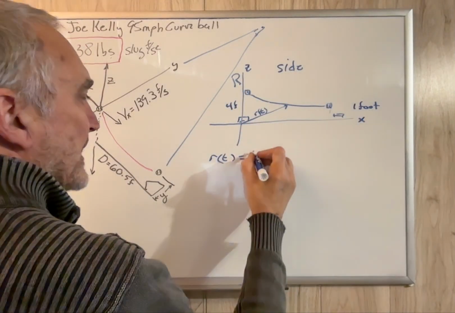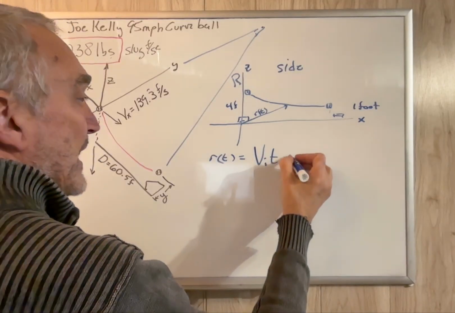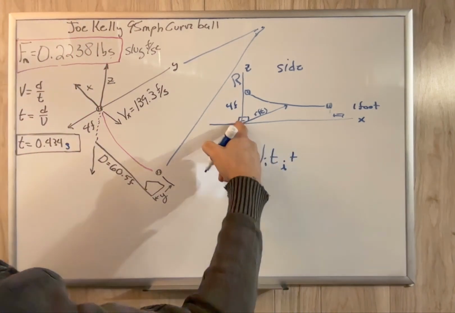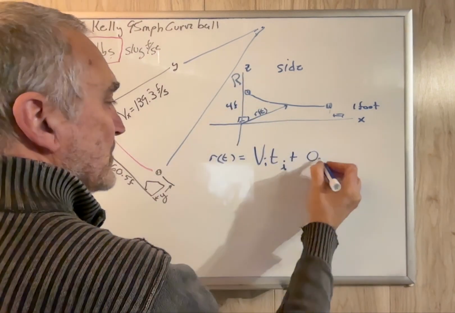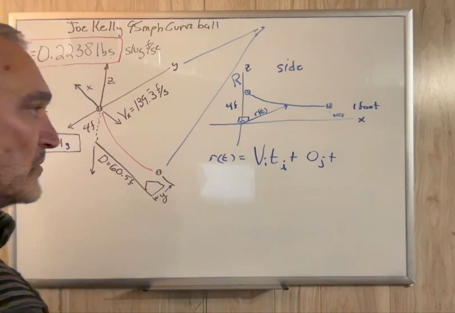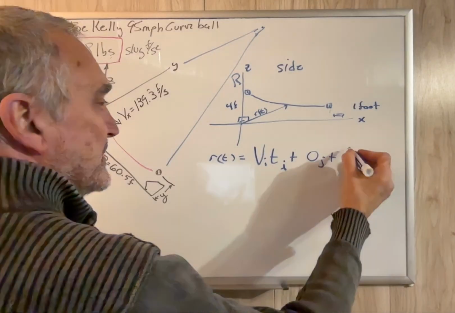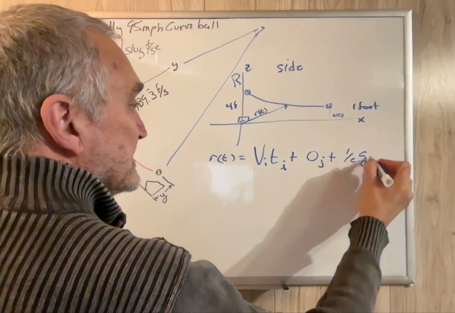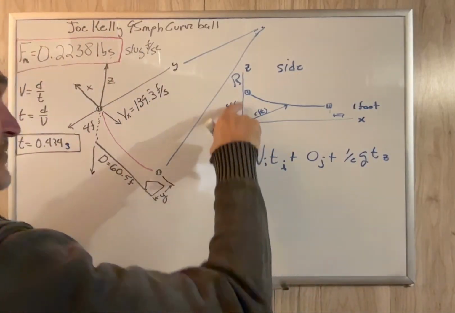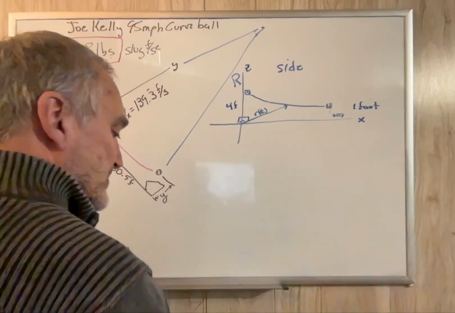We know that in the X direction, we're going to have initial velocity times the time, and this is going to be in the i direction. We're not going to think about the Y direction, so we're just going to have 0 in the j direction. And now, what do we do here? Well, we have gravity pulling this thing down. So this is going to be one-half g t squared in the Z direction. But we also have to realize that it's 4 feet in the air, so we're going to have to add that in there to make this a little bit larger.